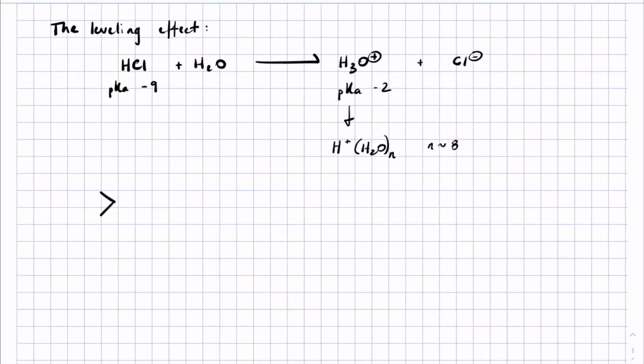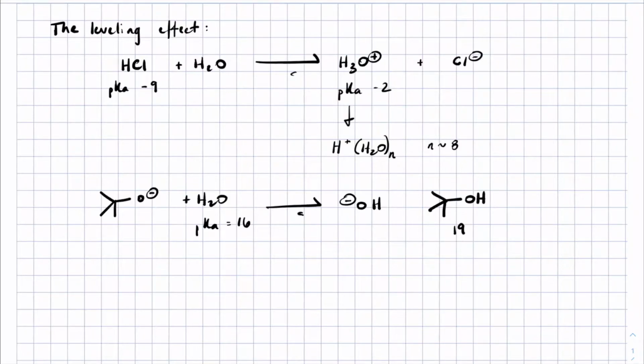Similarly, if you're using a base that's stronger than hydroxide, here you've got water, pKa equals 16. Again, you've basically got quantitative conversion of t-butoxide into t-butanol and hydroxide. The pKa of t-butanol is around 19. We'll talk about why it's actually higher than that of many alcohols. But again, you put that in water, and what you actually just did was make hydroxide. So hopefully you can be smart about your use of acids and bases.